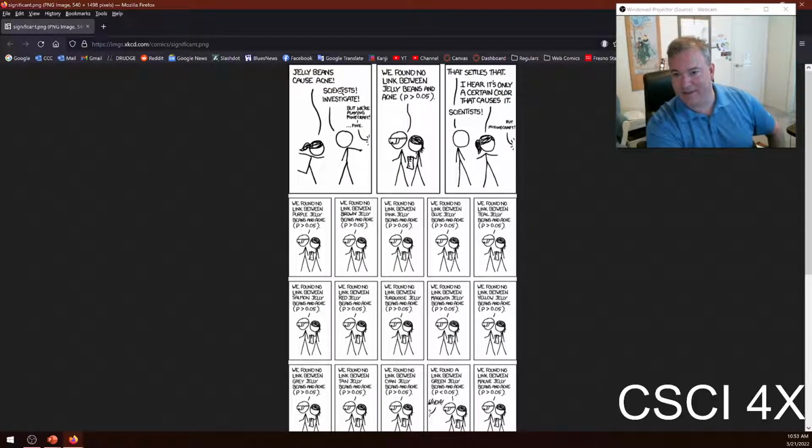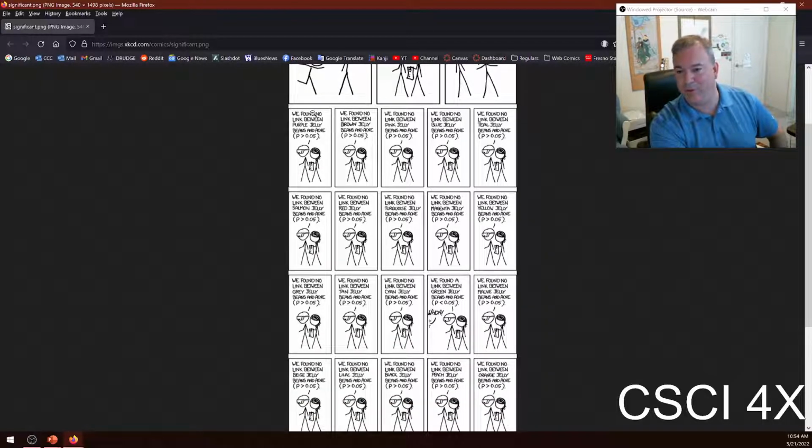Jelly beans cause acne. Scientists investigate. We found no link between jelly beans and acne. I hear that settles it. I hear it's only a certain color that causes it. Scientists! We found no link between purple jelly beans and acne.